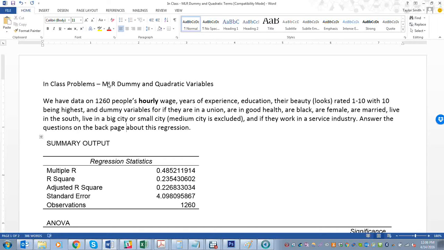So we always start off these kind of problems. I always try to give you a bit of the scenario, so it always helps to read through them. So in this case, I'm just going to read this top paragraph here. We have data on 1,260 people's hourly wage, their years of experience, education, their beauty, which is in the looks variable, which is rated 1 to 10, with 10 being the highest, and several dummy variables for if they're in a union, are in good health, are black, are female, are married, live in the South, live in a big city or small city. The excluded variable there would be medium city, and if they work in a service industry. And so now we're going to answer some questions about this.